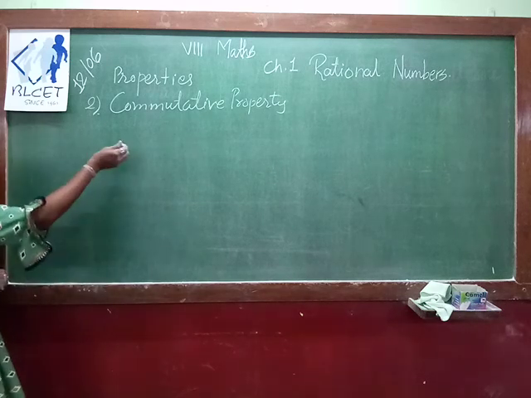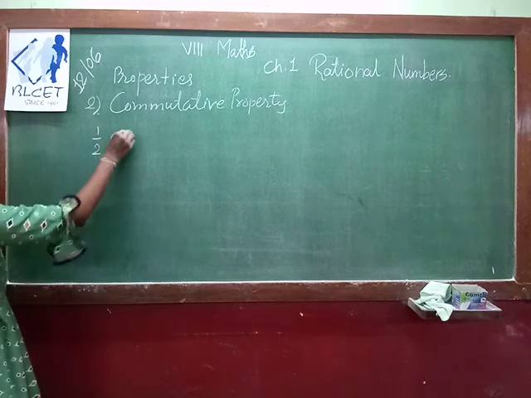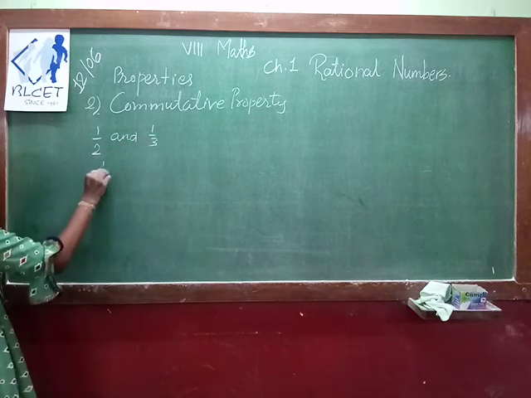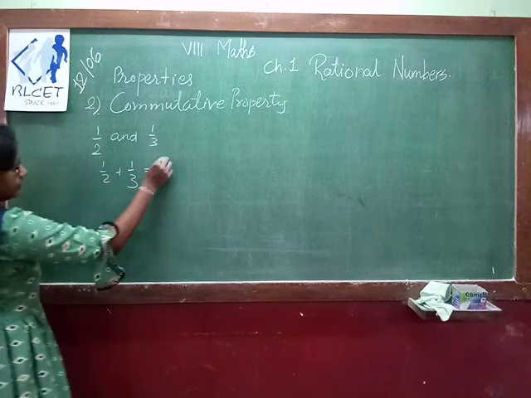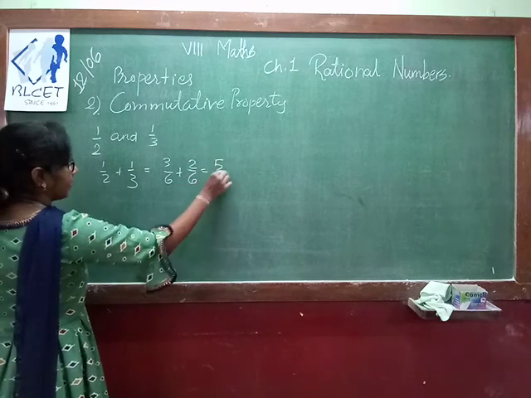So here again we are taking two rational numbers, the same rational numbers 1 by 2 and 1 by 3. Now check, do the addition. We know what the addition is. 1 by 2 plus 1 by 3, that is your 3 by 6 plus 2 by 6, which is equal to 5 by 6.